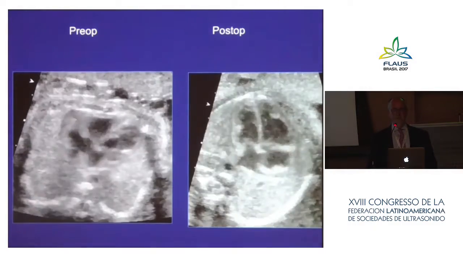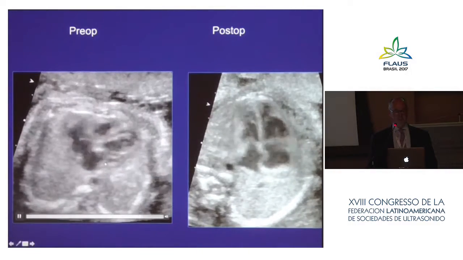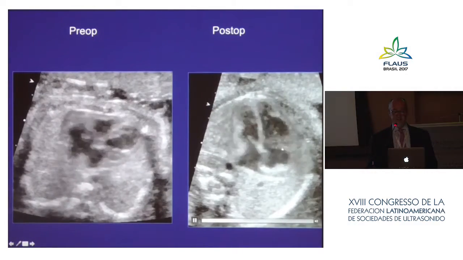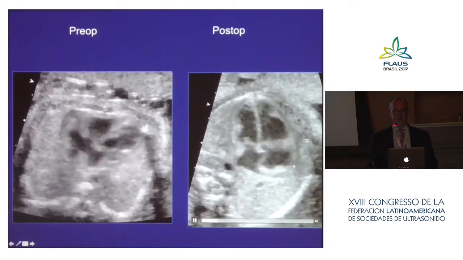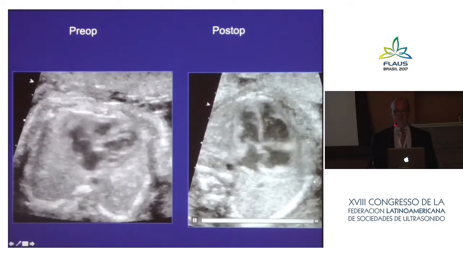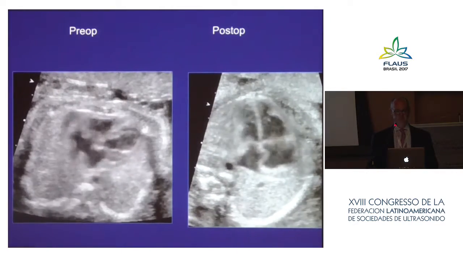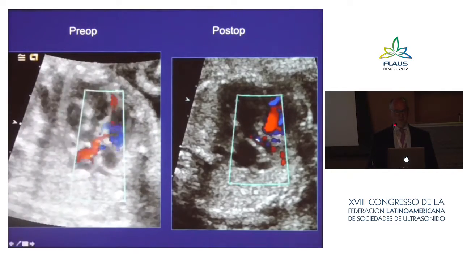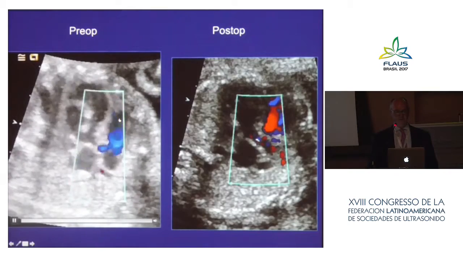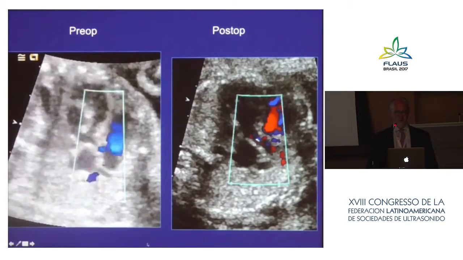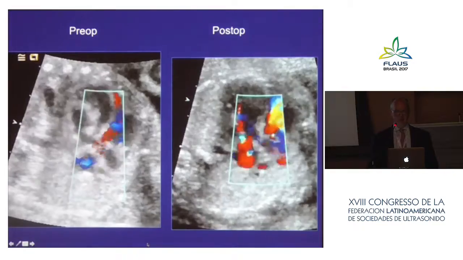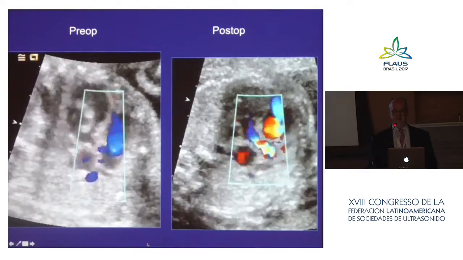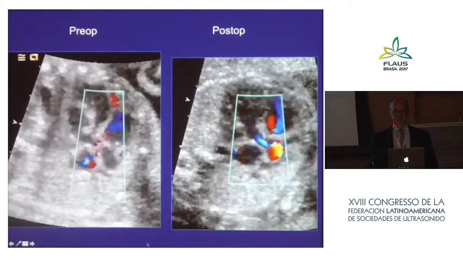So looking at a few examples, both pre-op and post-op, you can see a poorly contractile left ventricle that really has improved contractility post-op. Another example with color, very little flow out of the left ventricle preoperatively. And there you see much better flow coming out of the left ventricle postoperatively.